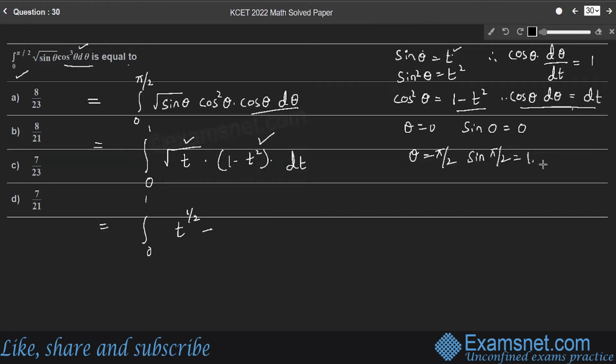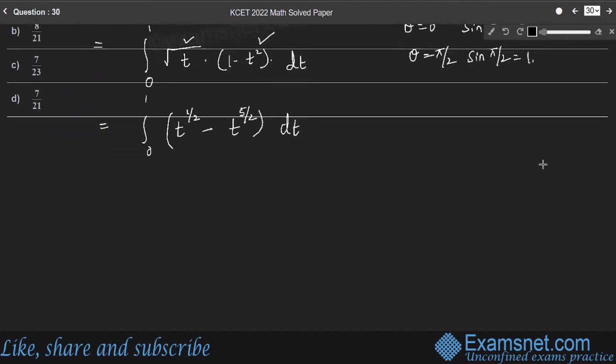So, t raised to 1 by 2 plus 2, so t raised to 5 by 2 dt. Which is nothing but the first term. So, integral 0 to 1 t raised to 1 by 2 dt is nothing but t raised to 1 by 2 plus 1 divided by 1 by 2 plus 1, minus the second part. So, integral 0 to 1 t raised to 5 by 2 dt is nothing but t raised to 5 by 2 plus 1 divided by 5 by 2 plus 1, and the limits are 0 to 1.